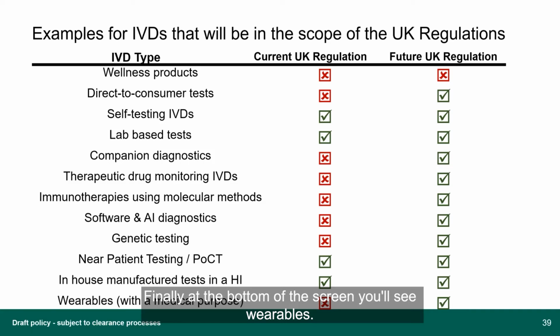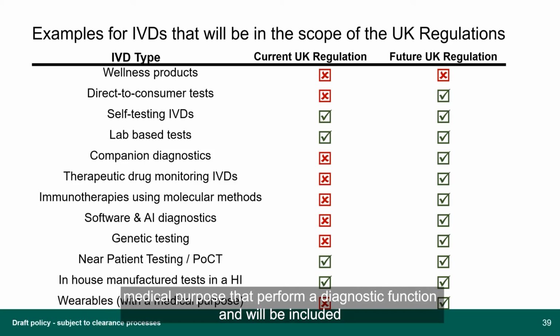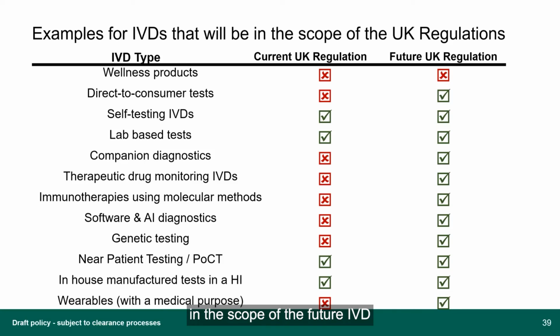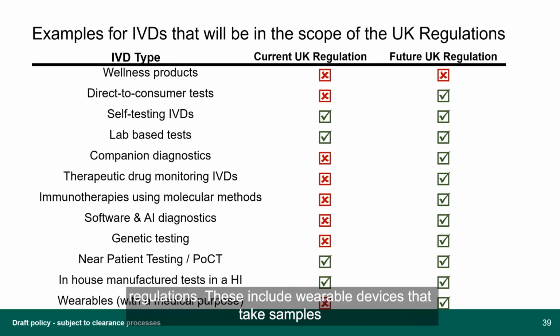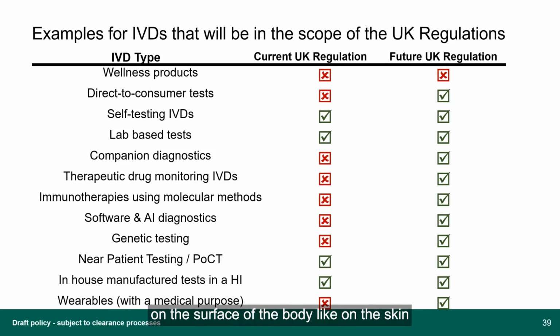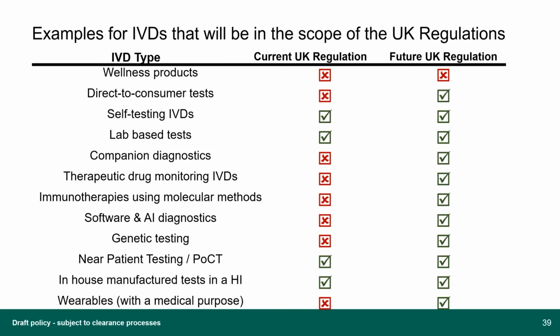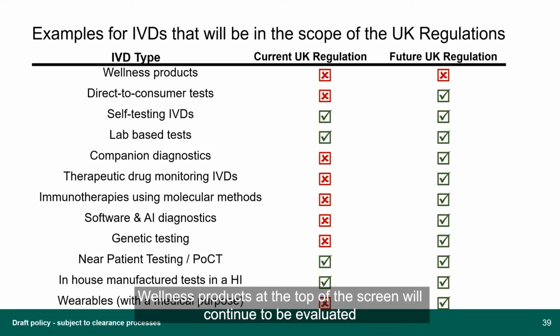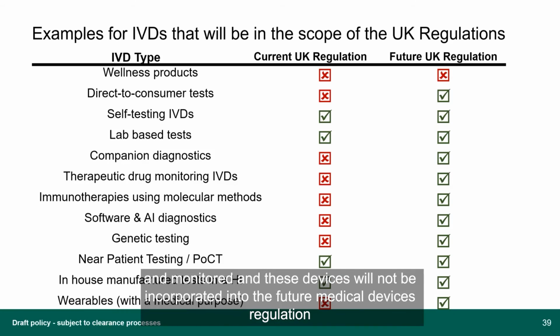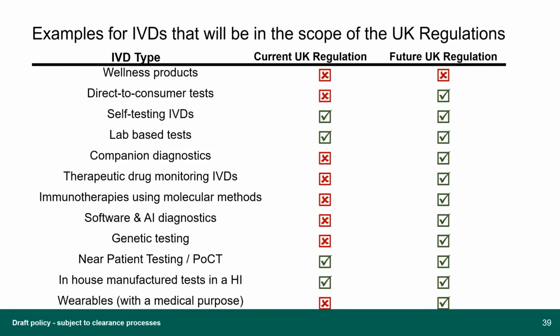And finally, at the bottom of the screen, you'll see wearables. These are wearables with a medical purpose, and the emphasis here is on a medical purpose, that perform a diagnostic function and will be included in the scope of the future IVD regulations. These include wearable devices that take samples on the surface of the body, like on the skin, to diagnose a physiological state like an abnormal sinus rhythm. Wellness products at the top of the screen will continue to be evaluated and monitored, and these devices will not be incorporated into the future medical devices regulation in the short term, but we are evaluating these more in the long term.